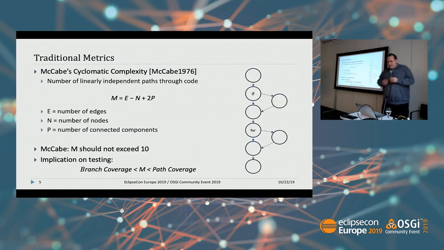So the traditional metrics, the one that maybe all of you know, is McCabe's cyclomatic complexity. This is one of the very popular metrics, and it's still probably widely used because almost every tool that provides software metrics supports it.